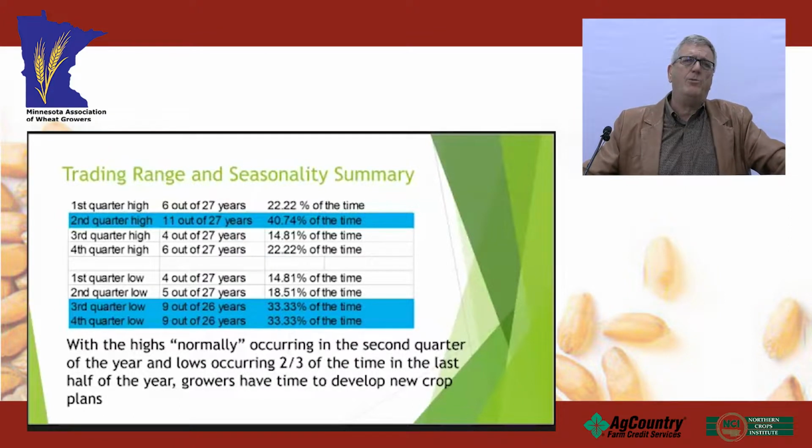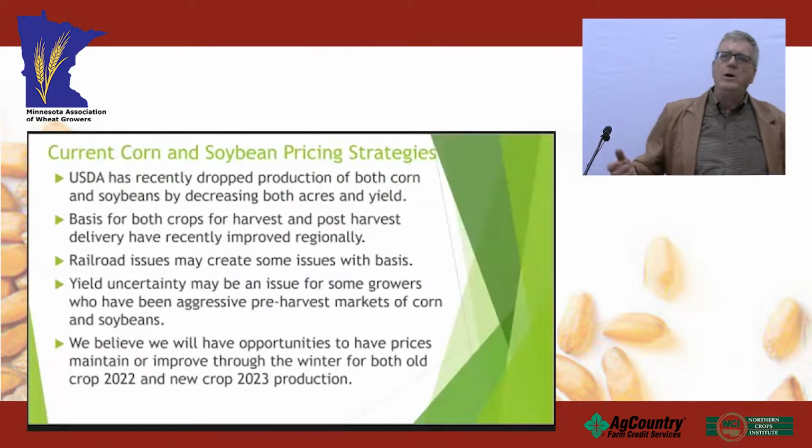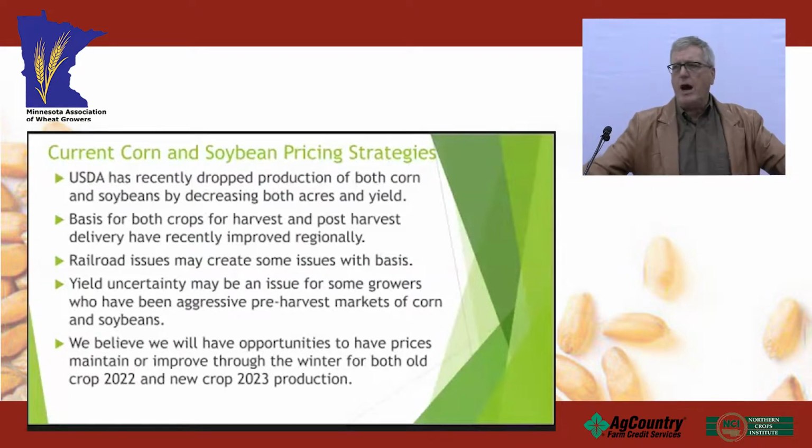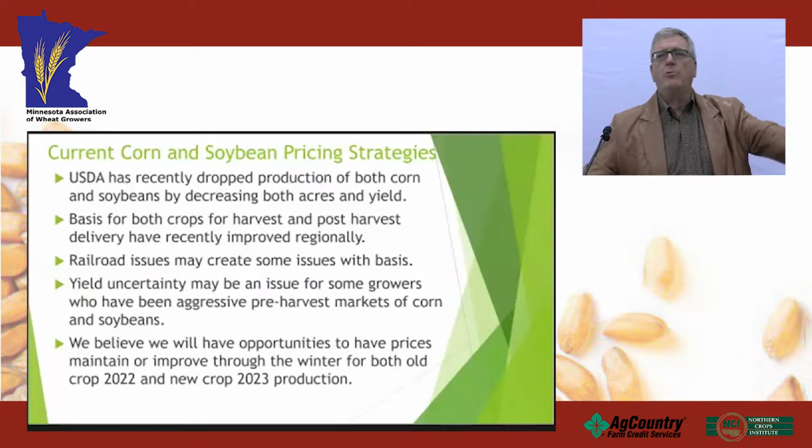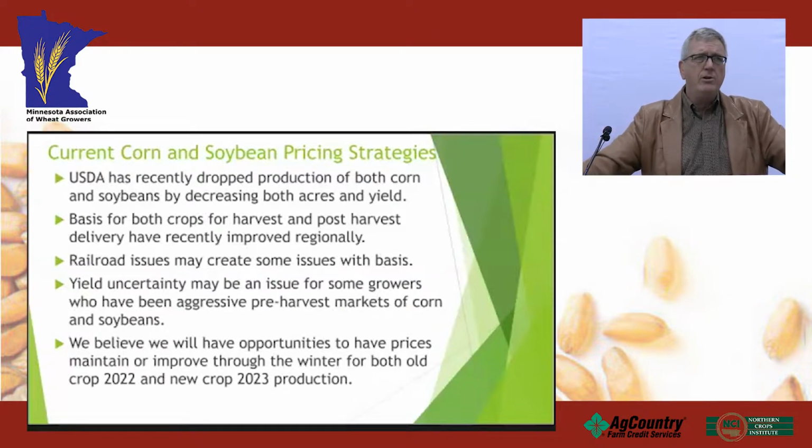We don't have a lot of time here. I've given the 5-minute warning just a couple of minutes ago. USDA just recently dropped production of both corn and soybeans, decreasing both acres and production. I would expect corn yields to be lower for a variety of reasons. Regionally, we're going to have some test weight challenges. We lost a fair amount of kernel depth recently, and that's going to impact our test weights, and that has an impact on yield. Basis for both corn and soybeans has been relatively good.